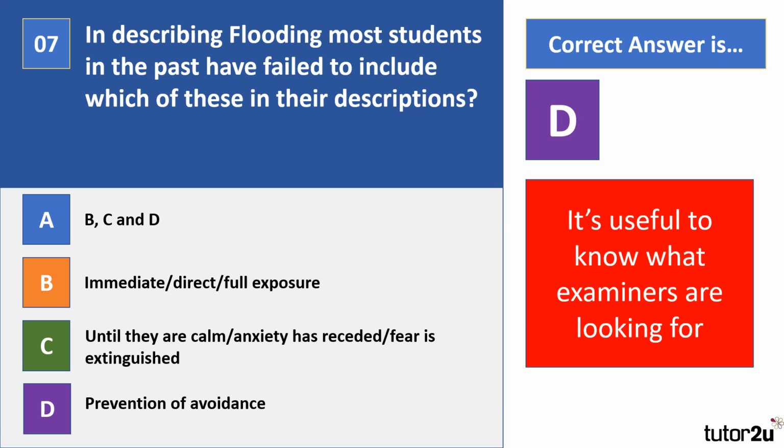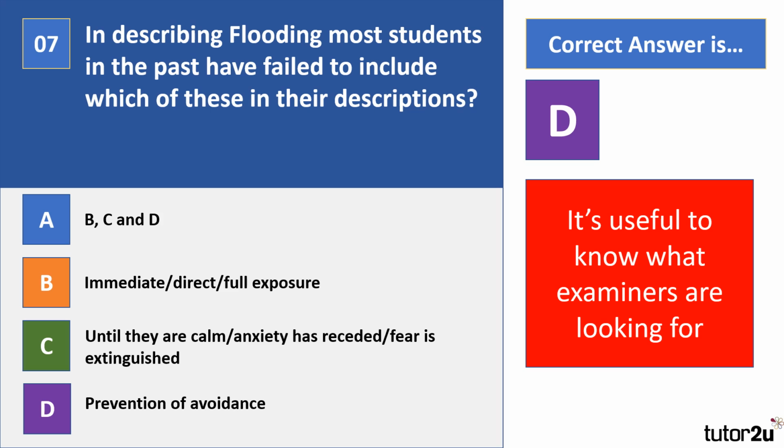is D. Now, it's interesting that in previous questions on flooding, students often forget to mention that a function of it was the prevention of avoidance. Remember, this is one of the main behavioural characteristics of a phobia and is mentioned also in the two-process model as being the thing that maintains the phobia through negative reinforcement. So it's worth thinking with flooding what the core stages are.